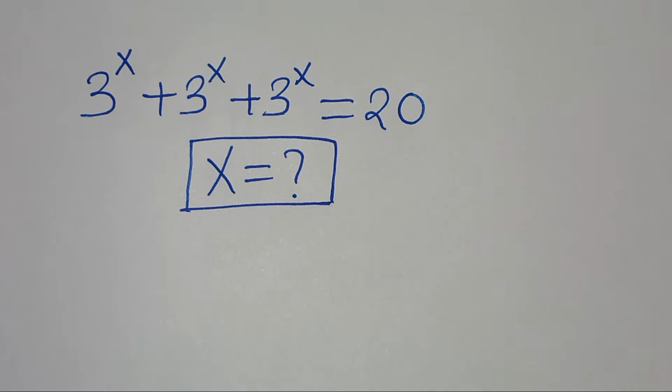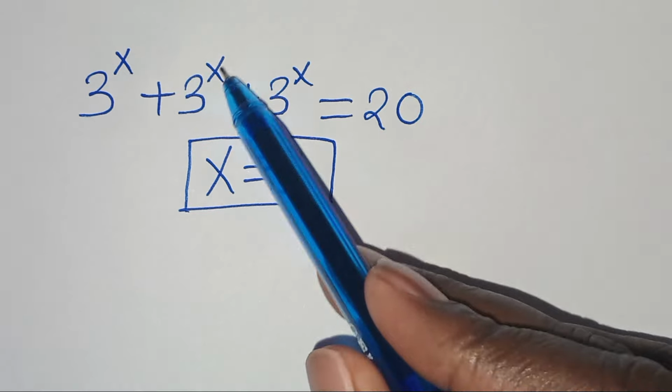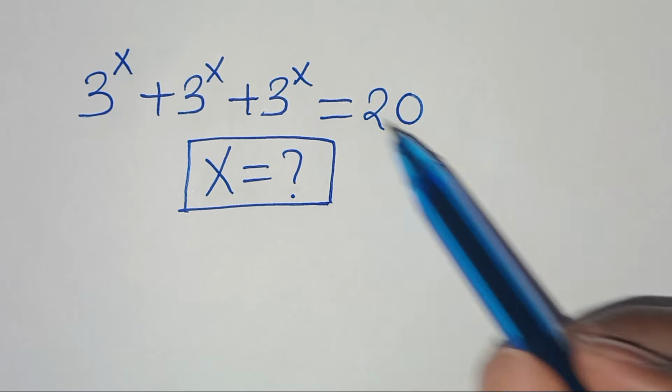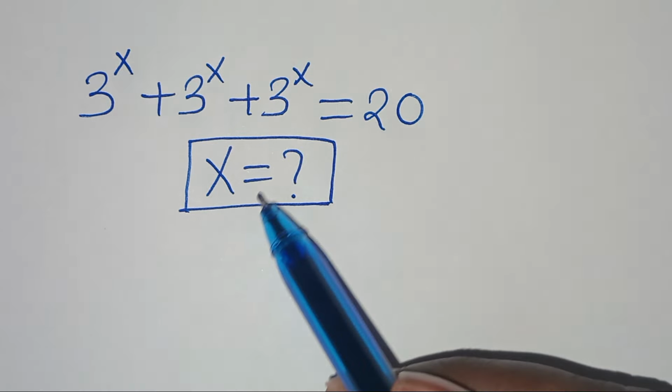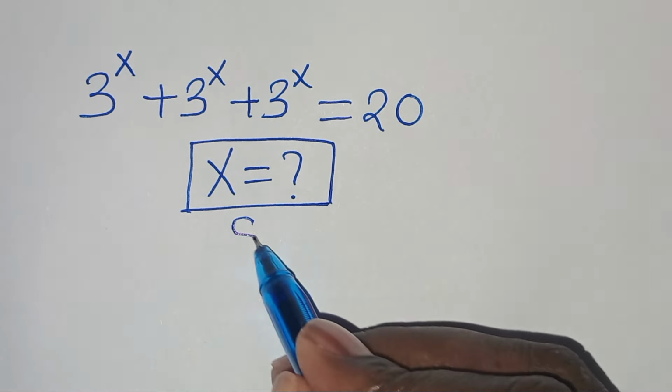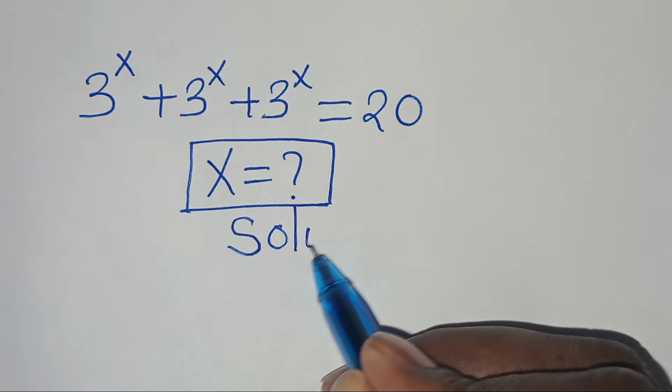Welcome to solve this nice exponential equation, which is 3^x + 3^x + 3^x = 20. So what is the value of x? And now let's provide a solution from here.